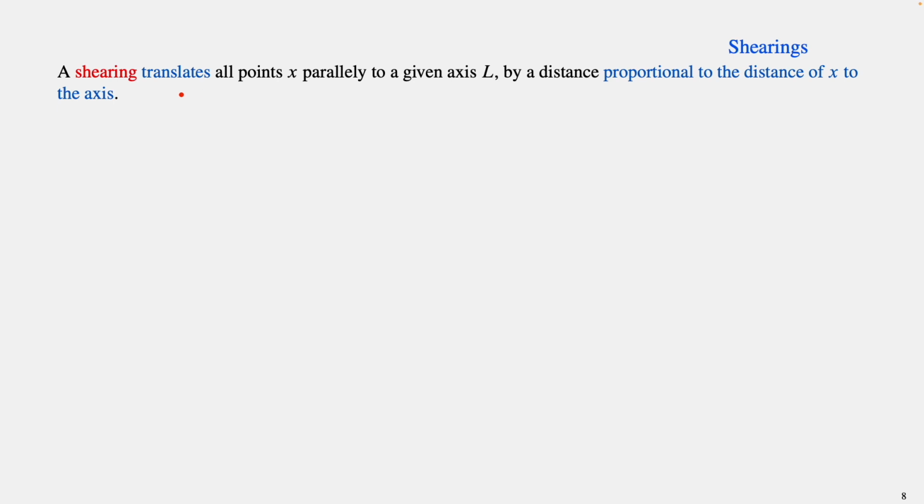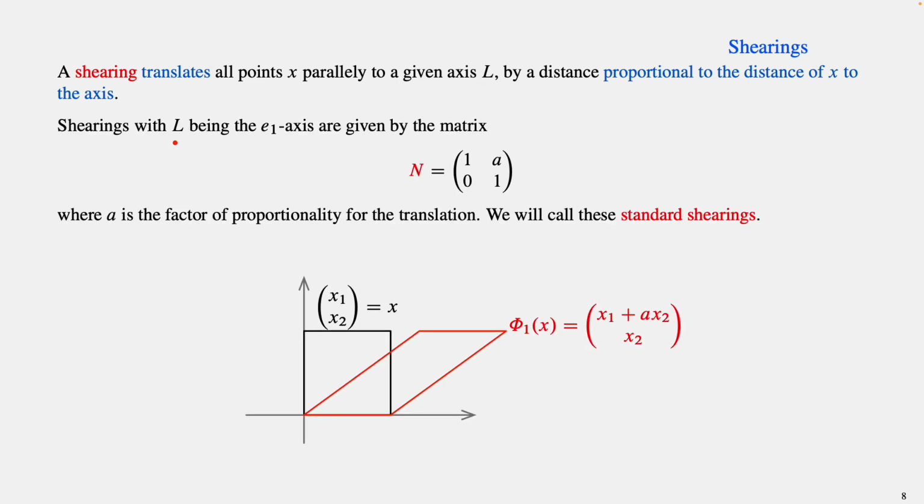Then we had the so-called shearings, which is maybe a bit more complicated to explain. What a shearing does is it has a given line L and it translates all points x in the plane parallel to this given axis L. And the distance by which it translates these points is proportional to the distance of the point to the line L. The simplest case here is if the shearing is happening parallel to the E1 axis. So in this case, the shearing is given by this matrix N here, which is just (1, 0) in the first column and (a, 1) in the second column. And a is the proportionality factor for this translation.